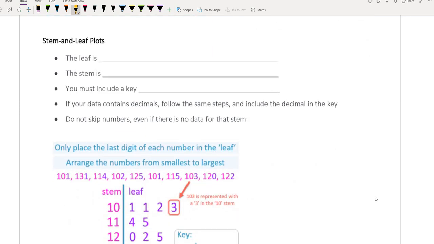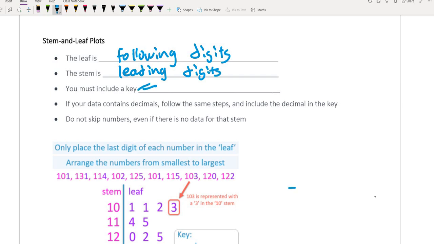The leaf part of a stem and leaf plot is going to be the following digits, and the stem is the leading digits. And then you must include a key. I don't know why I put a space here, even a space is needed. You can do stem and leaf plots for even decimals. And again, you should not be skipping numbers in your stem, even if there's no data.